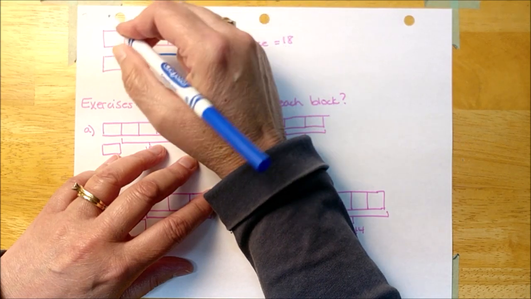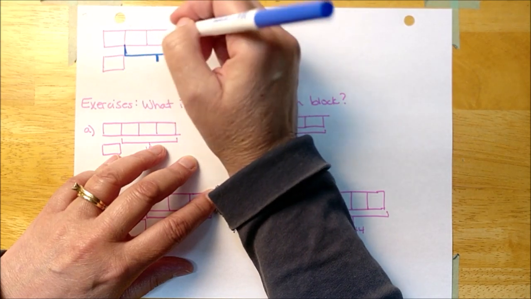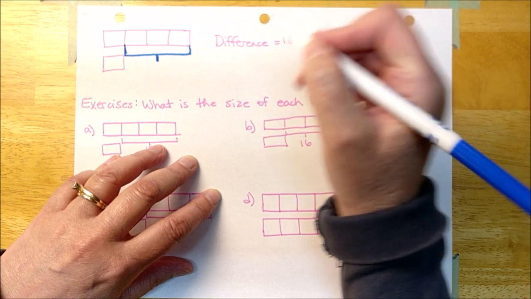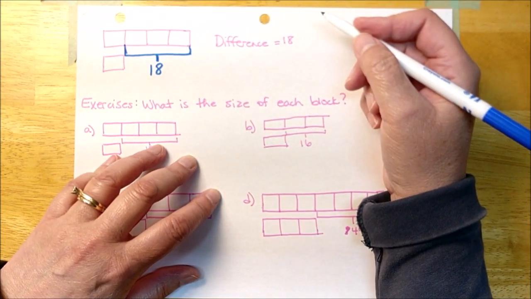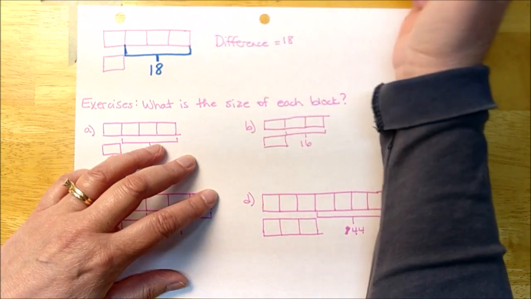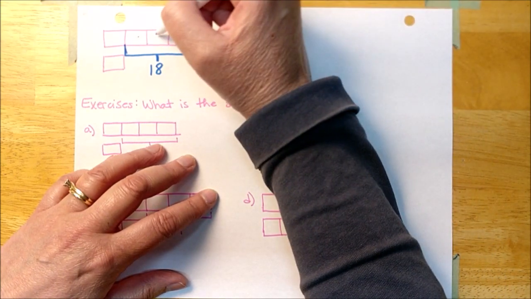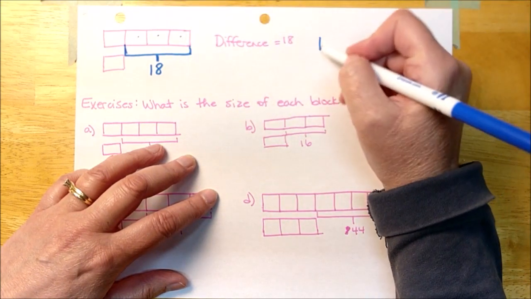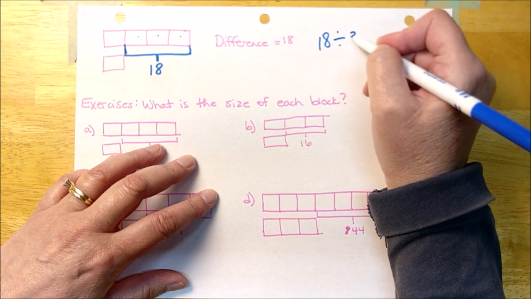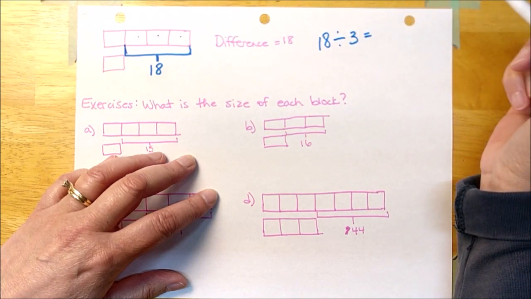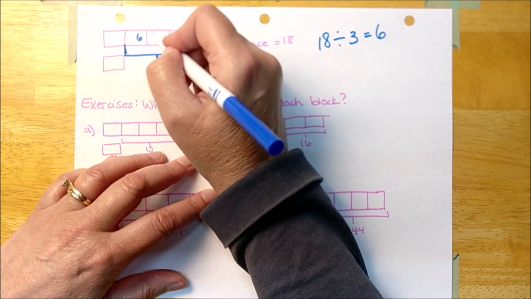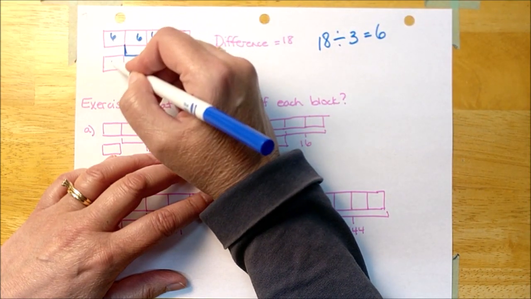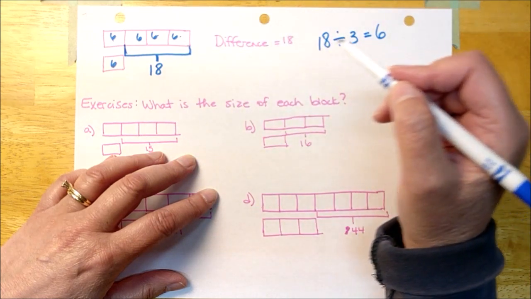What is different? This part is different than those two. They're the same. So we know that that is 18. So how many blocks is 18? 1, 2, 3 blocks. So 18 divided by 3 equals 6. So each block equals 6.